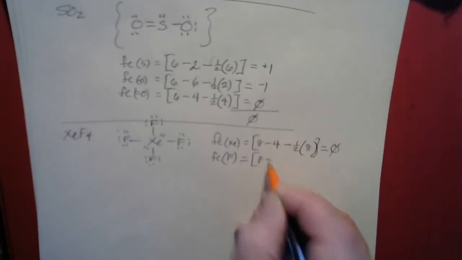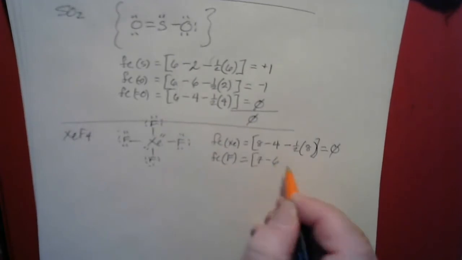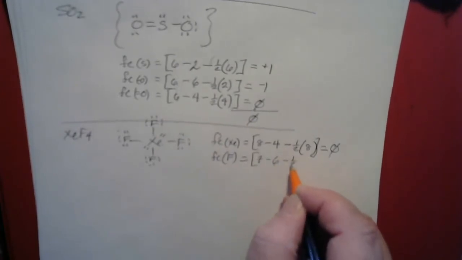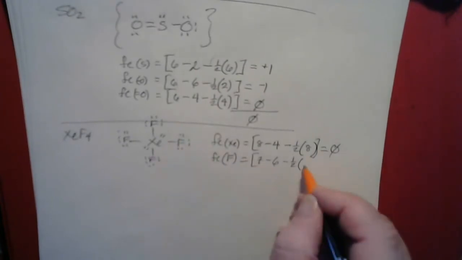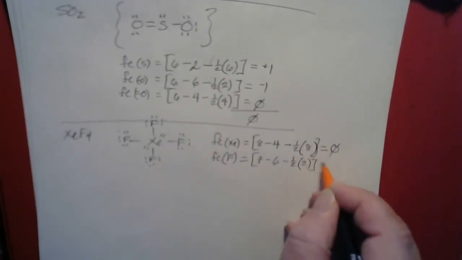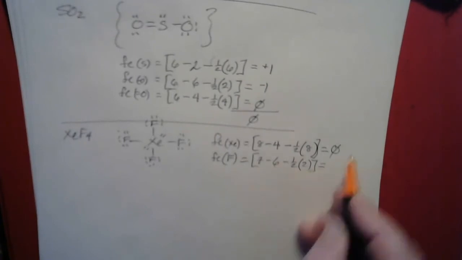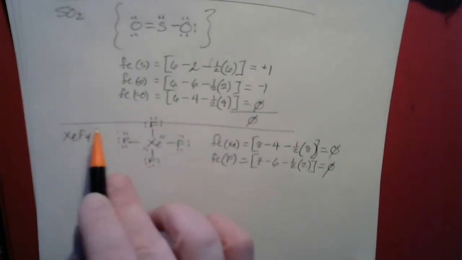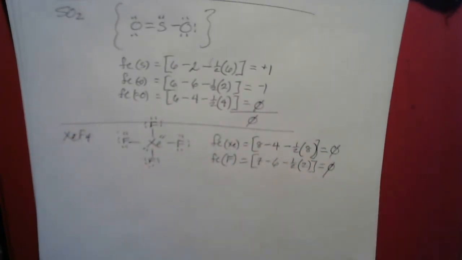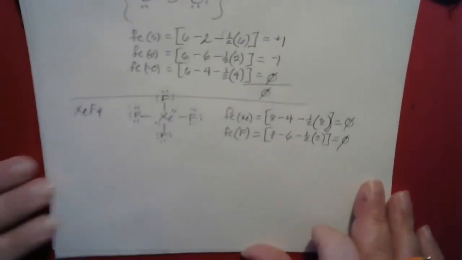Fluorine normally has 7 valence electrons. We subtract 6 because it's got 6 lone pair electrons around it, and then 1/2 of the 2 electrons in the single bond to the xenon. 7 minus 6 minus 1 is 0. So in this structure, all of the atoms have 0 formal charges, which is really good. And the overall charge should be 0, and the zeros add up to 0. So that's a good sign.